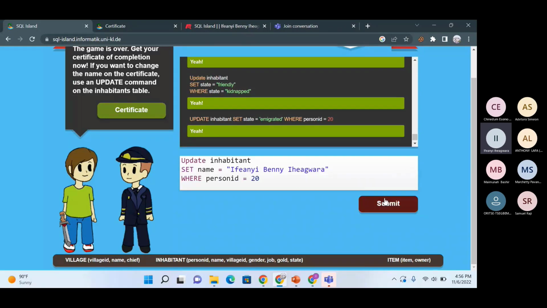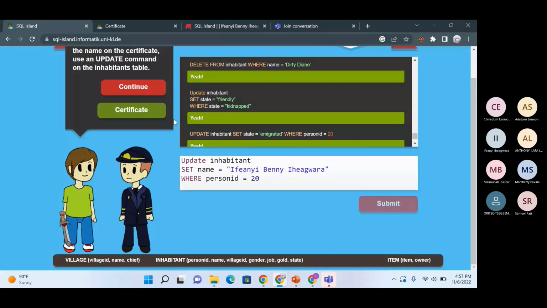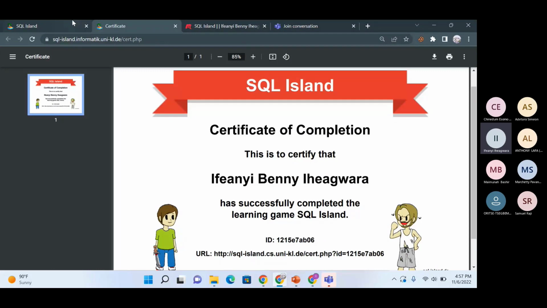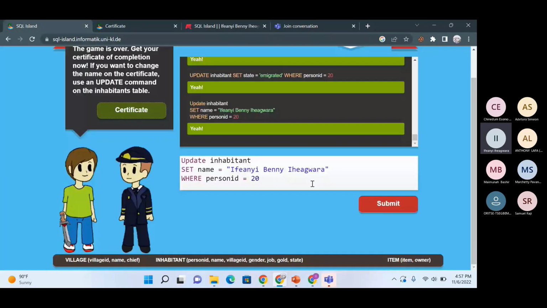Okay, so now there's a new certificate. And yeah, it has your name now. So if you use a different name in the beginning, you can always update it. You just have to update the name you give yourself. So that's it. The game is over.